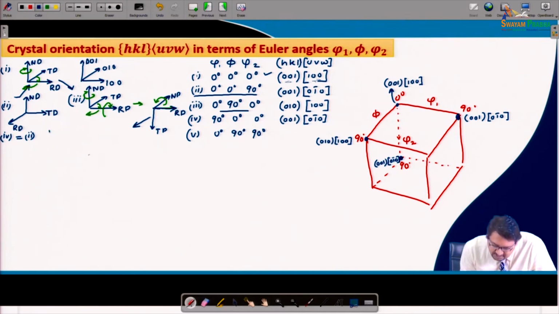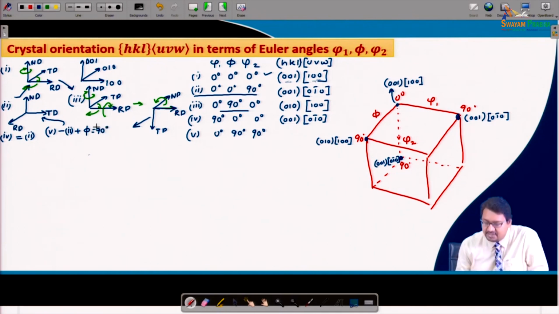So, in order to trace the fifth one, we have to do phi 2 section rotation first by the opposite of the right hand thumb rule and then phi section rotation by 90 degrees. So, the phi 2 rotation by 90 degrees is already given in the second condition, which is this one, right. And then we take this and we add phi equal to 90 degree rotation, and then what will happen is that we are giving along RD, opposite of the right hand rotation, which is basically this one, right.